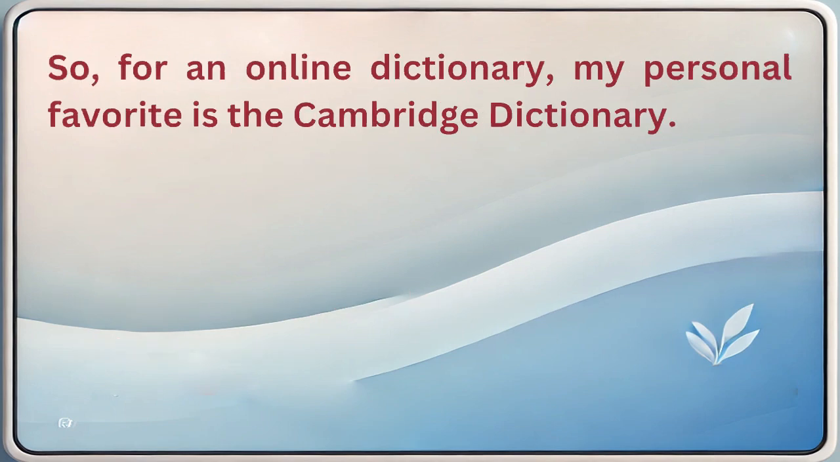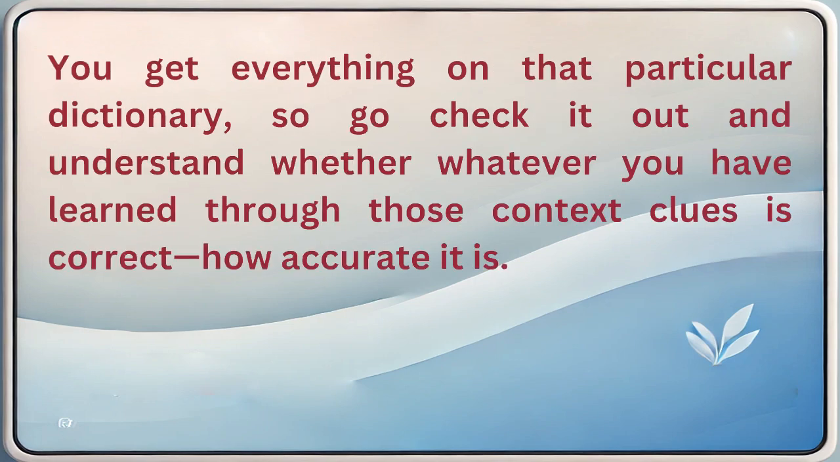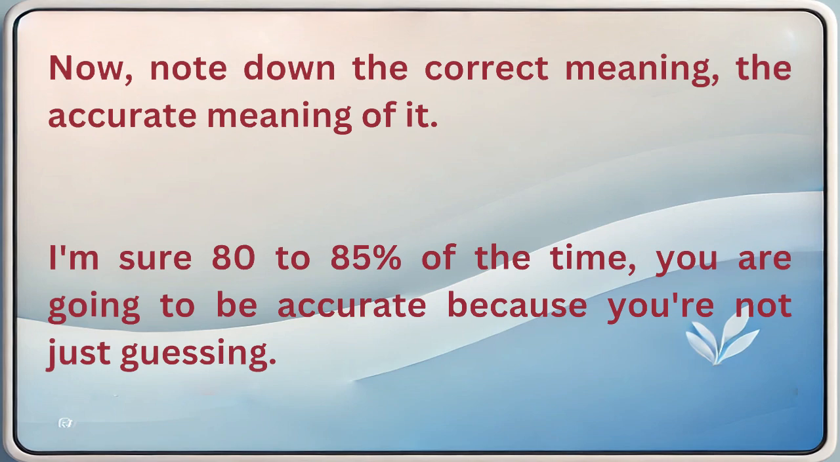So, for an online dictionary, my personal favorite is the Cambridge Dictionary. You get everything on that particular dictionary, so go check it out and understand whether whatever you have learned through those context clues is correct, how accurate it is. Now, note down the correct meaning, the accurate meaning of it. I'm sure 80 to 85% of the time you are going to be accurate because you're not just guessing.